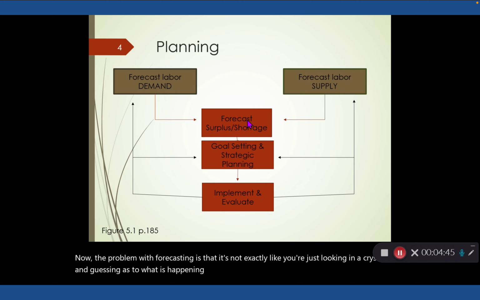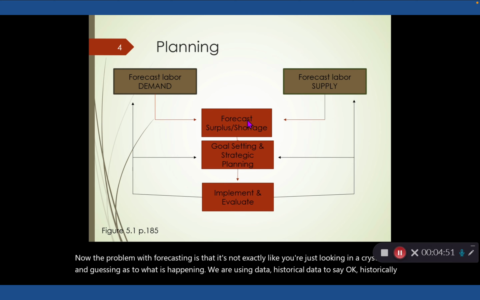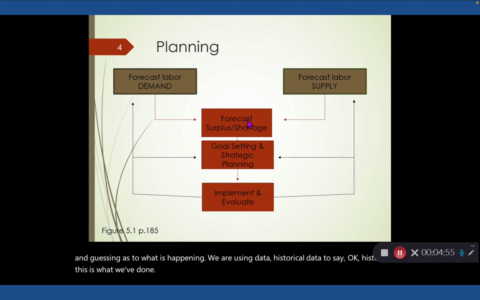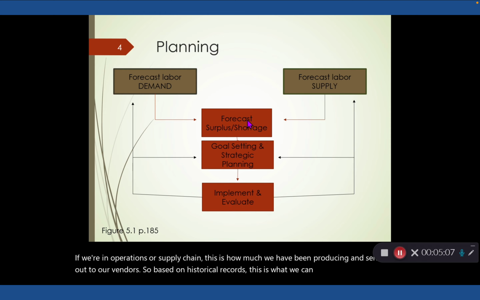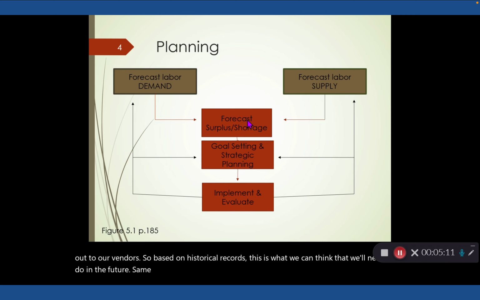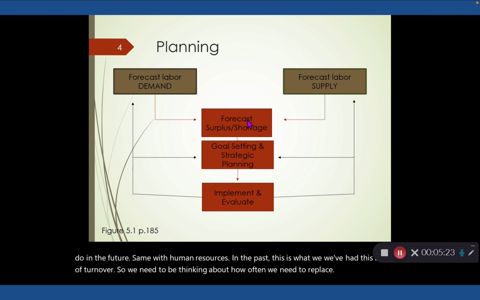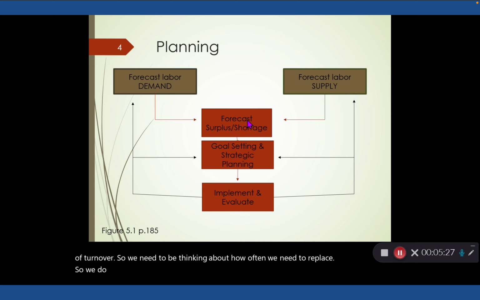We are using historical data to say, historically, this is what we've done. If we're in operations or supply chain, this is how much we have been producing and sending out to our vendors. So based on historical records, this is what we can think we'll need to do in the future. Same with human resources: in the past we've had this amount of turnover, so we need to think about how often we need to replace people. So we do use data.